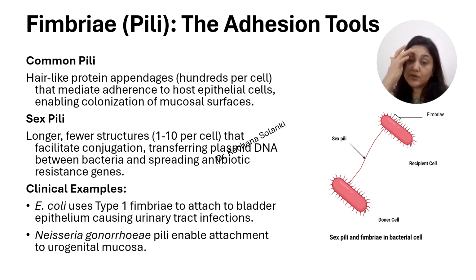If we consider the clinical significance of Fimbria, E. coli uses it to attach to the bladder epithelial cells, causing urinary tract infection, and Neisseria gonorrhoeae attaches to the urogenital mucosa and leads to gonorrhea. So remember, Fimbria is pili or hair-like appendages that allow bacteria to attach to the epithelium.